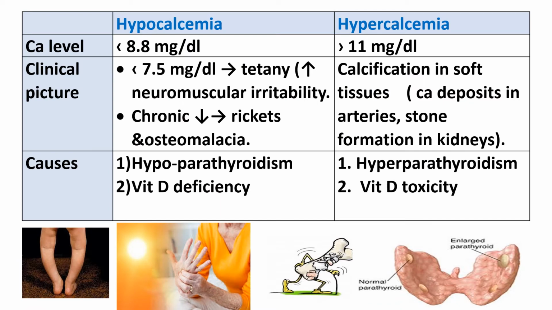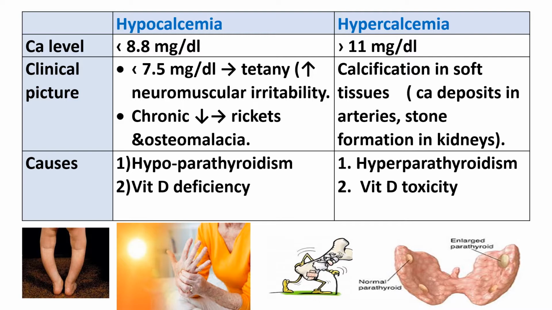Lastly, the disorders of calcium level include both hypocalcemia and hypercalcemia. Hypocalcemia: hypo means decrease, calc means calcium, and emia means blood. So this is decreased calcium level in the blood, if the calcium level is below 8.8 milligram per deciliter. While on the other hand, hypercalcemia: hyper means increase. So this is increased calcium level in the blood above 11 milligram per deciliter.